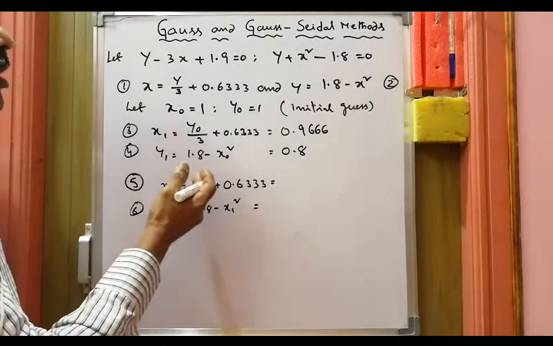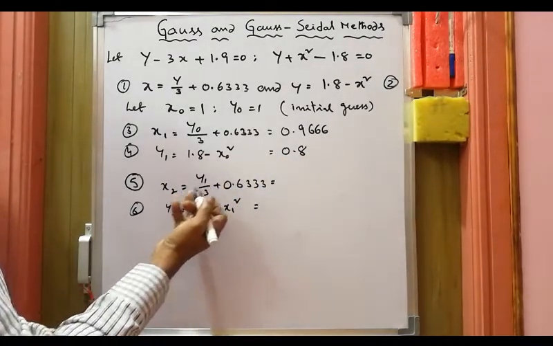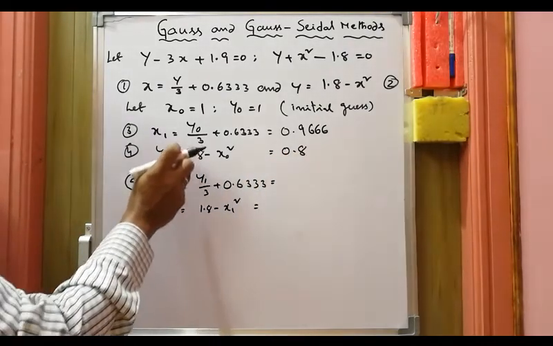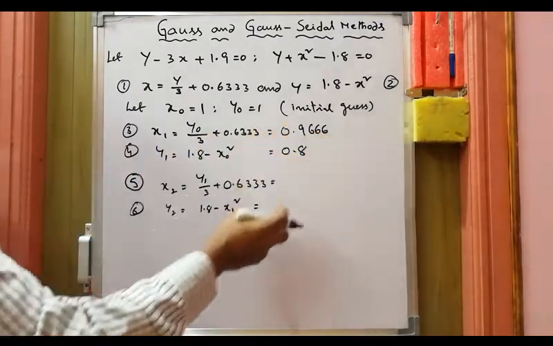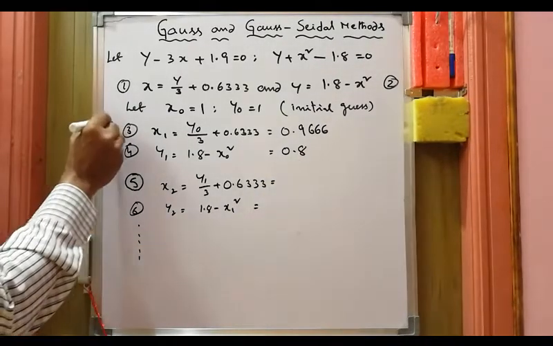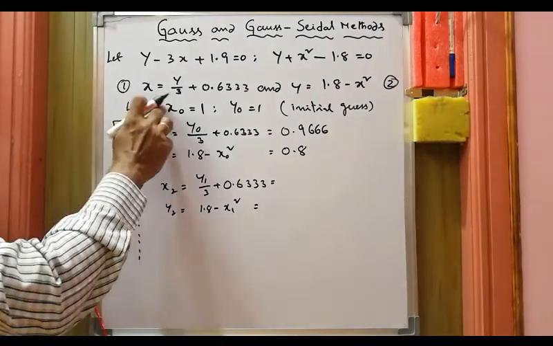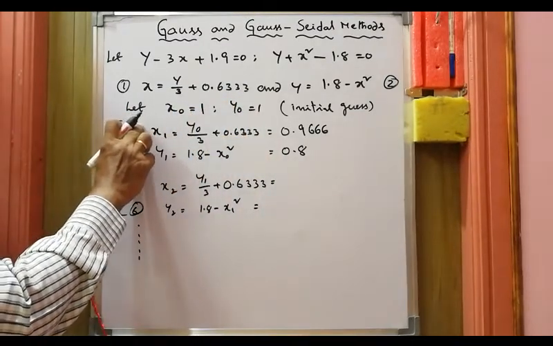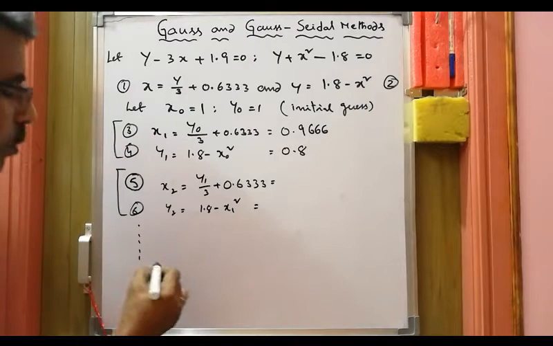So you can calculate what is y1. y1 is 0.8, x2 is y1 0.8 by 3 plus something, and y2 is 1.8 minus x1 square. So substitute x1 is 0.966 and you get it. So this is to be continued. So each set is one iteration. So this is the initial set of values, first set, that is first iteration, second iteration, and so on and so forth.